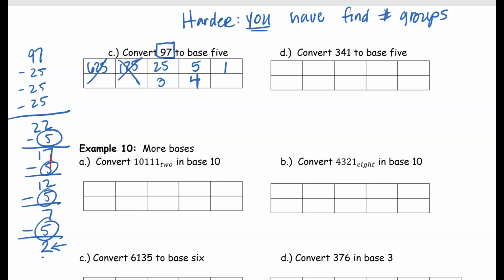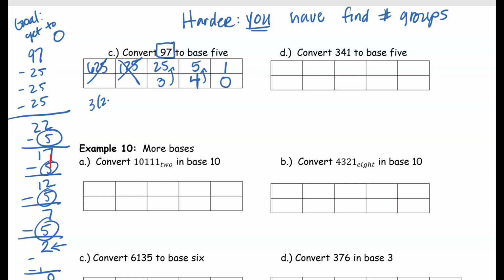So that means I want 2 groups of 1. So I'm going to subtract 1 twice, and then I'm left with 0. So the goal is to get to 0 and keep subtracting the groups until you get 0, and then write down how many groups you have. And then when you're done, double check to make sure that it works.